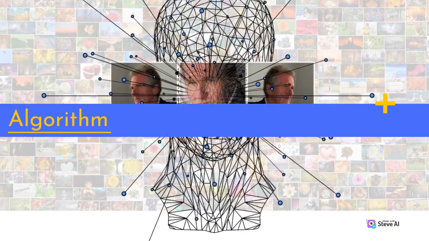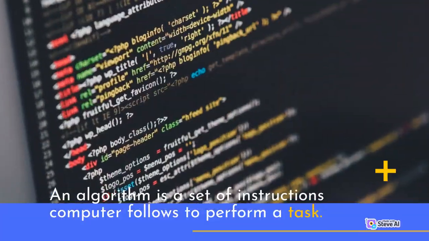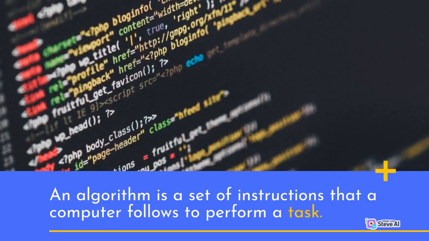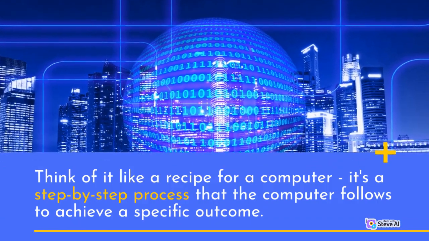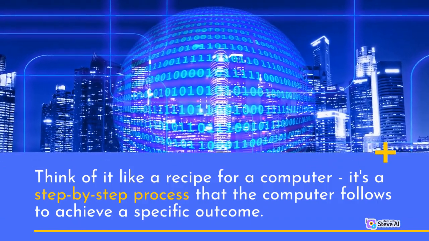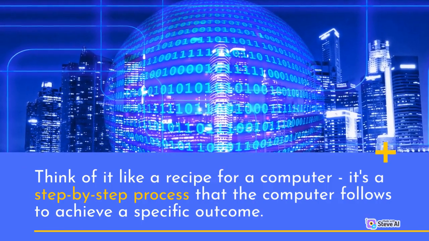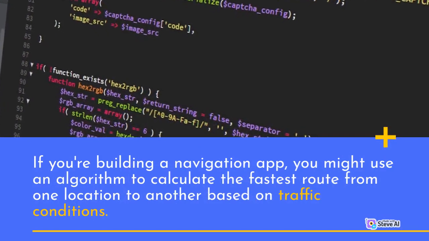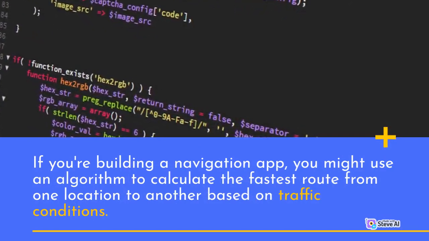Algorithm. An algorithm is a set of instructions that a computer follows to perform a task. Think of it like a recipe for a computer. It's a step-by-step process that the computer follows to achieve a specific outcome. If you're building a navigation app, you might use an algorithm to calculate the fastest route from one location to another based on traffic conditions.